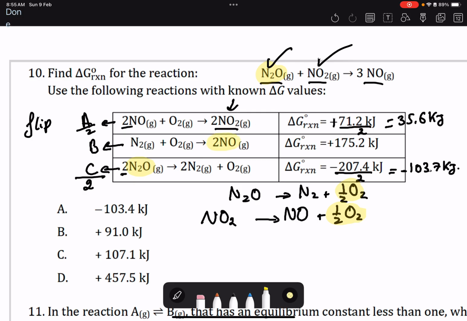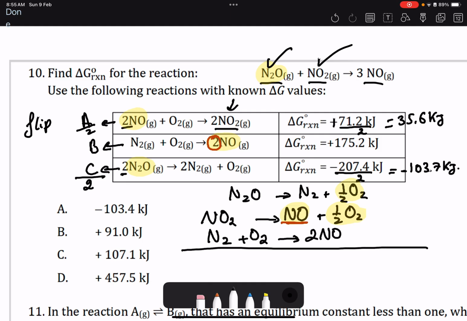Now let's look at NO. I can find it in equation B, but also in equation A, so I have to be careful. We need to have a 3NO. We already have 2NO in B, and we have 1NO from equation A. So that's it. We do nothing to equation B, we just copy it. Adding the 2NO and the NO is going to give me 3NO. So I'm done with it.